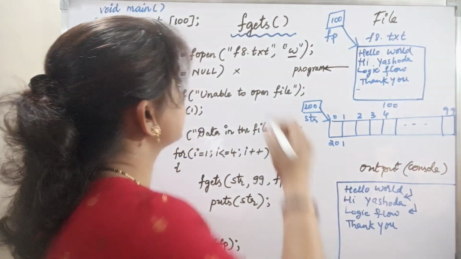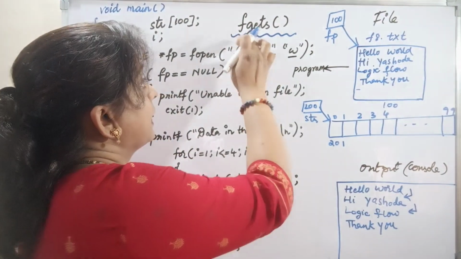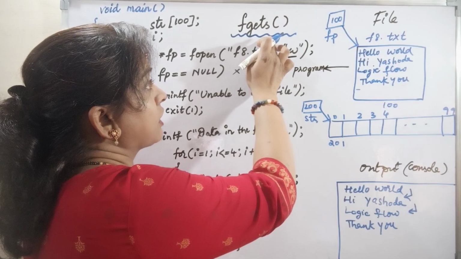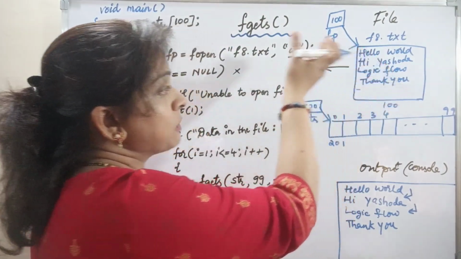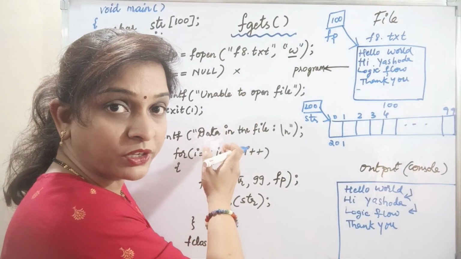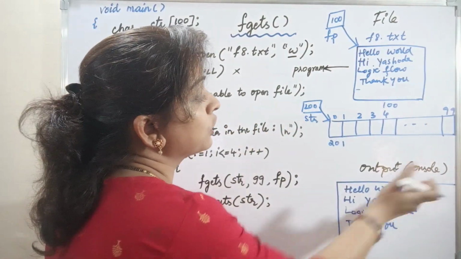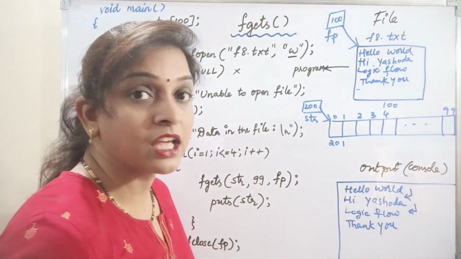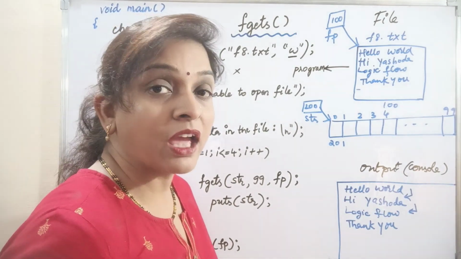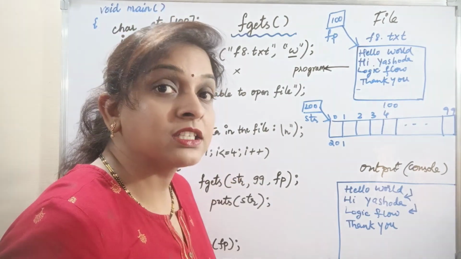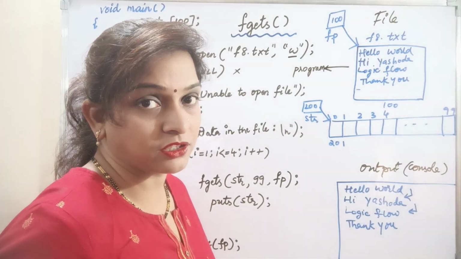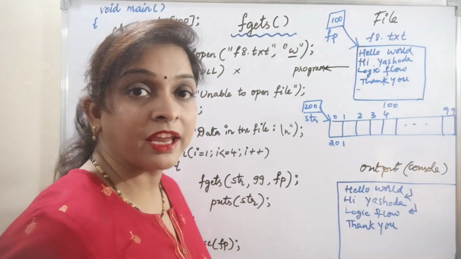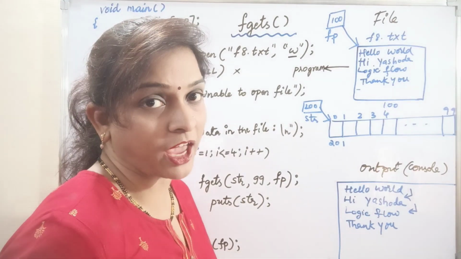fgets. So what is this fgets? Get a sequence of characters from the file. From the file, we have to get a sequence of characters to the program and we need to print that to the output screen, that is console. So we have seen how to get the data character by character. Now we are trying to get a sequence of characters.